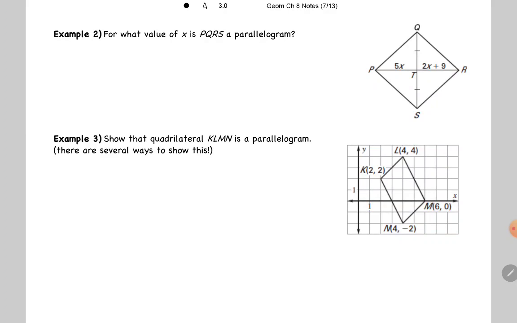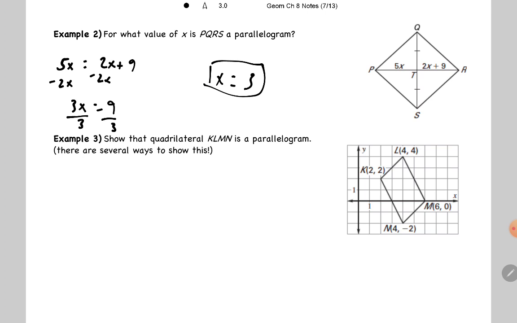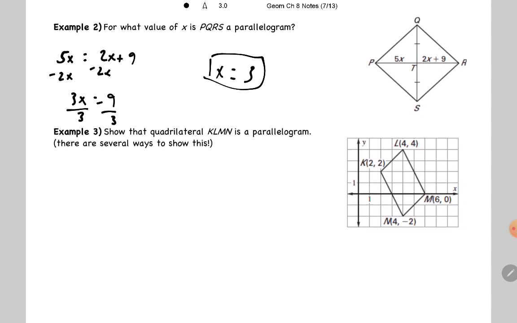So for what value of x is PQRS a parallelogram? We know that the diagonals bisect each other, so that means 5x has to equal 2x plus 9. Since we set them equal to each other, we can now solve for x. Subtract 2x from both sides and get 3x equals 9. Divide both sides by 3 and we'll get x equals 3. If x equals 3, then PQRS is indeed a parallelogram.